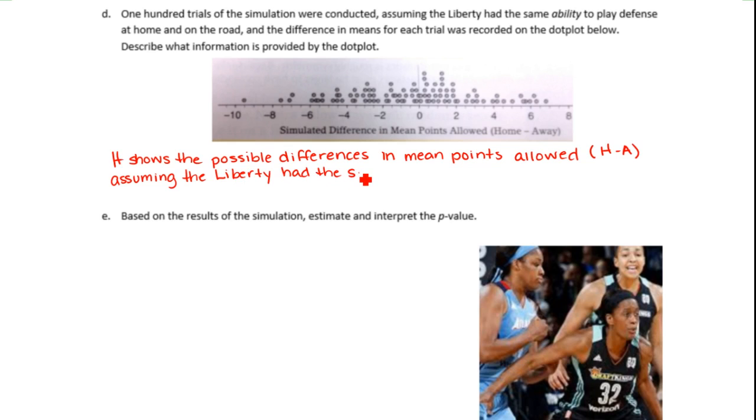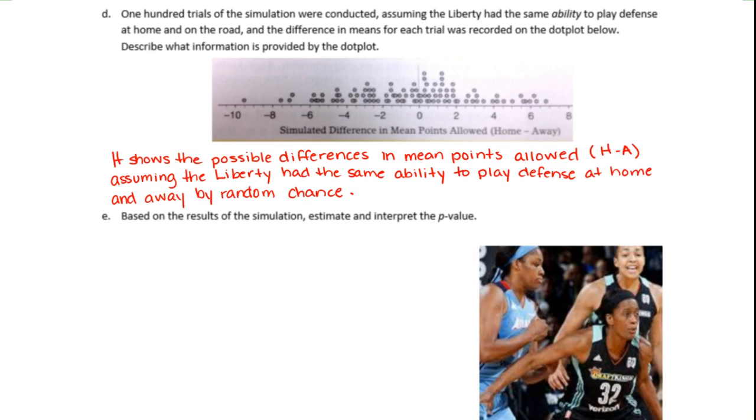Based on the results of the simulation, estimate and interpret the p-value. We had negative 8.7, and this is really important. If you get a negative value, in this case, home minus away, we want home to be greater, so our value will be negative. You are going to read to the left. Don't read to the right and tell me it's 99 because that would be wrong. So my p-value is 1 out of 100.